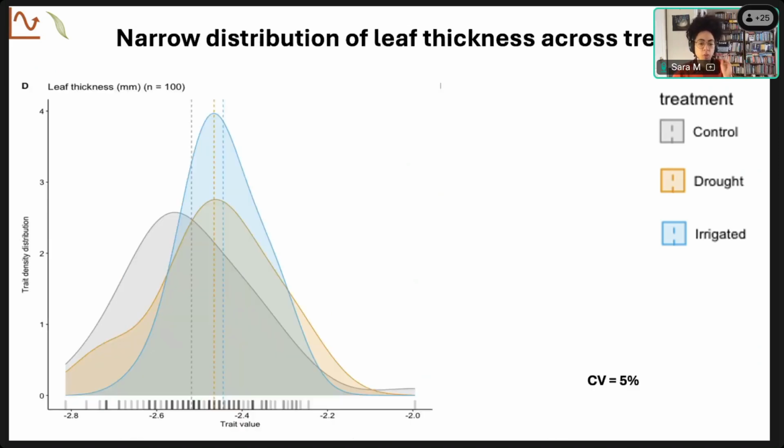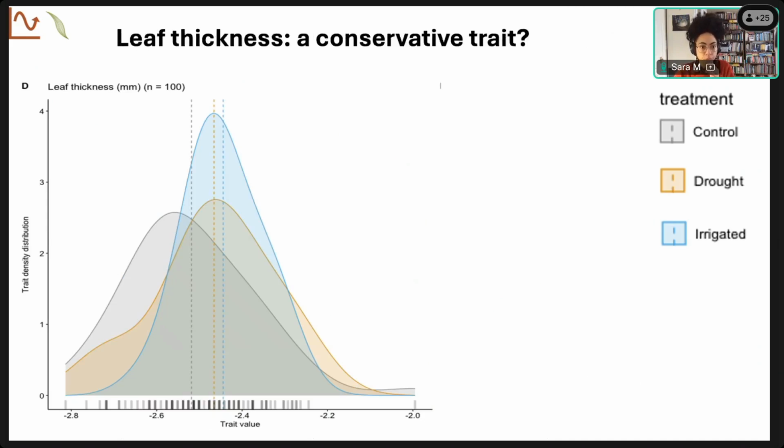So I'll highlight some key things that I noticed. There was a narrow distribution for leaf thickness across the treatments, and it had a comparatively small coefficient of variation, only about 5% compared to some other traits. Stem-specific density was about 45, so it was very variable, and this was independent of treatment. So I'm wondering if leaf thickness is a more conservative trait in this species, and you don't get the phenotypic plasticity.